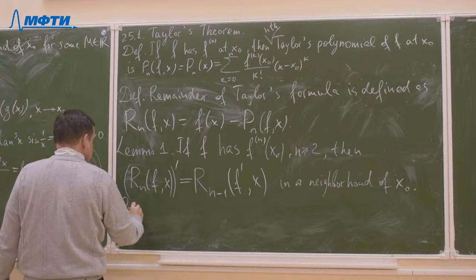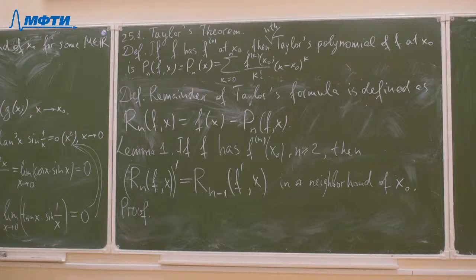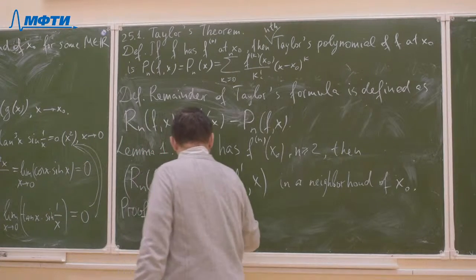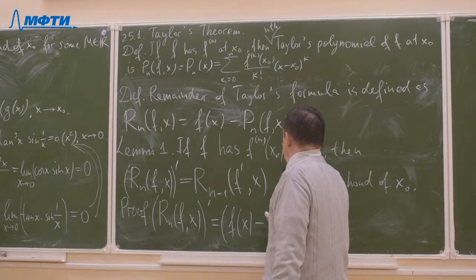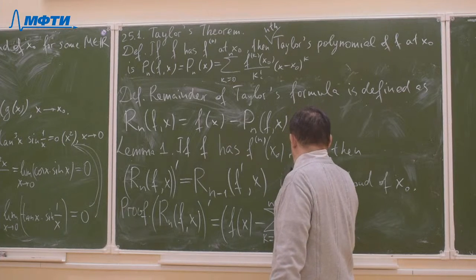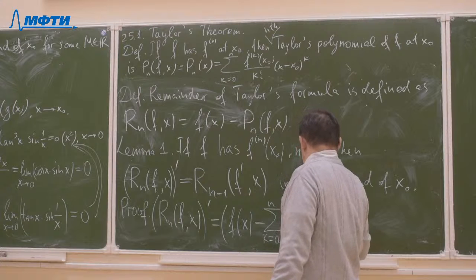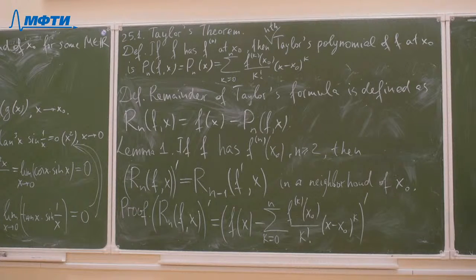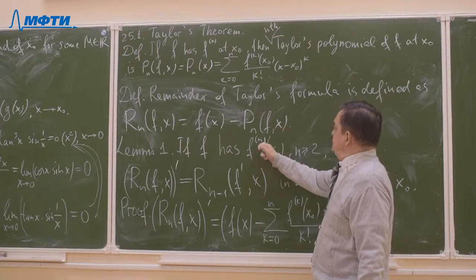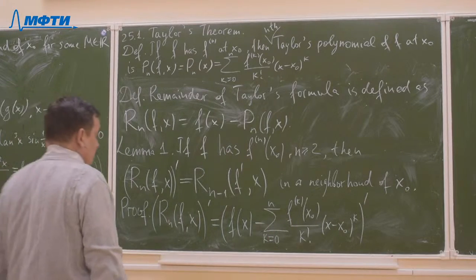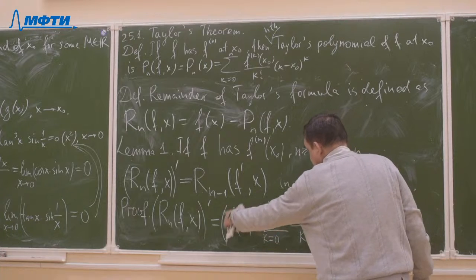Proof. So, we want to differentiate the remainder. It means the difference between the function and its nth Taylor polynomial. So, if the function has at least a second derivative, then the first derivative should be defined in a neighborhood of x naught.